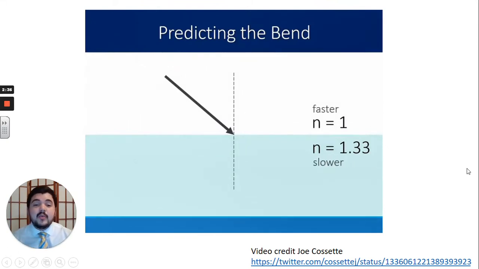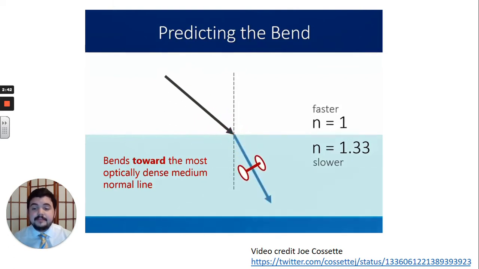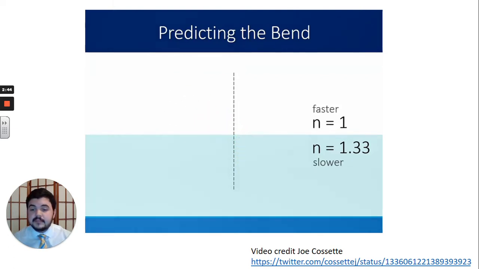So how can we predict which direction the light will bend? Bends toward the most optically dense medium. Bends toward the normal, that is.